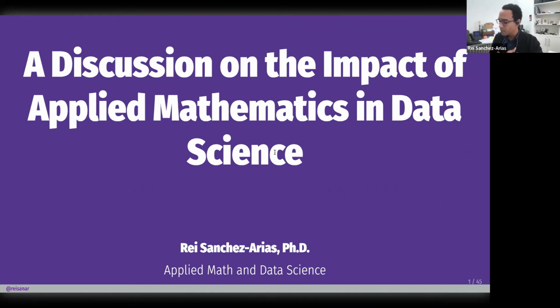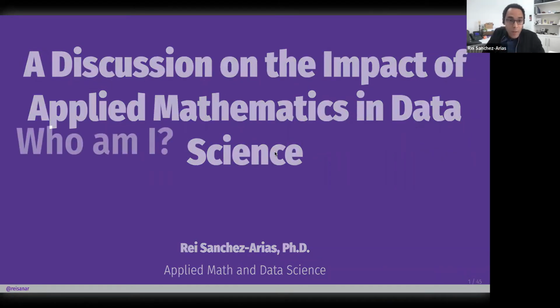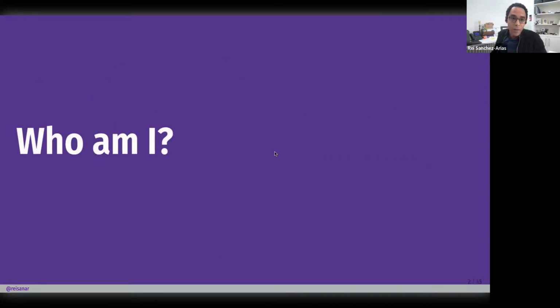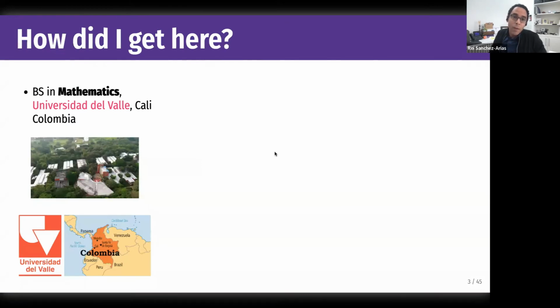So as Dr. Alvaro Ortiz mentioned, I'm Ray Sanchez Arias. First name Rey, that's short for Reynaldo, which is the full name that people use when I'm in trouble. And last name Sanchez Arias because the first last name is from my father's side, second last name is from my mother's side. You'll discover that in a second a little bit more when I tell you a little bit more about me. So we'll start with who am I and how did I get here and why am I talking about these things?